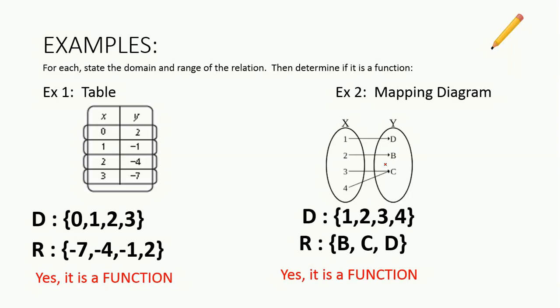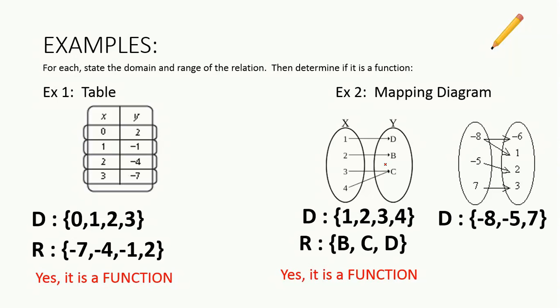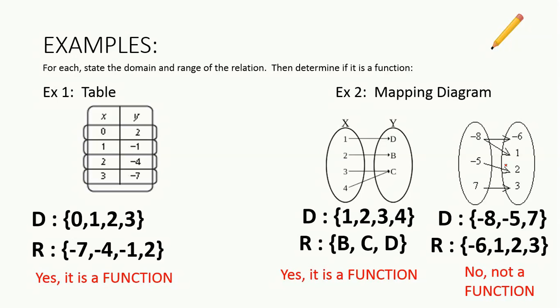Now you're saying, well, is there one that's not a function? Let's look at this one. My domain is -8, -5, and 7, the left-hand side one. And then my range is -6, 1, 2, and 3. Now, notice how -8 is going to 2 different values. That's not right. That would be me pushing the red Powerade and getting red Powerade and then getting a green tea. So that's not a function.